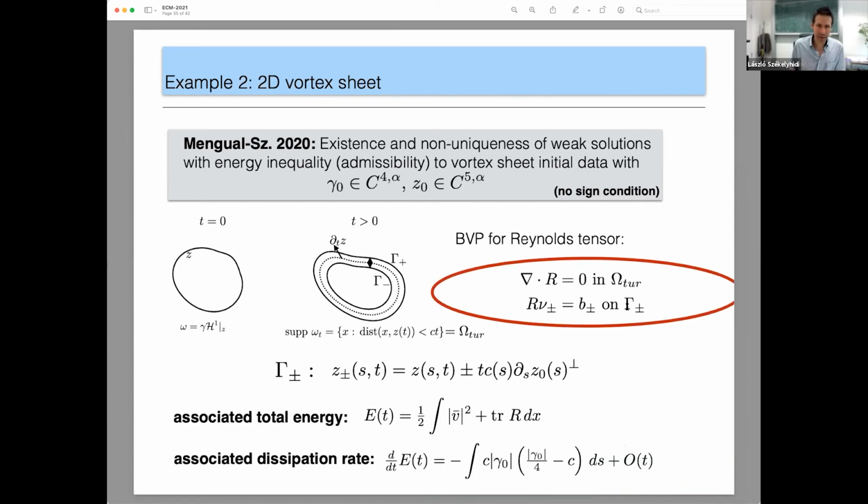And so here I've written it again, and basically the only additional condition, you see, this is still underdetermined because we have a tensor here and just one equation. But the additional condition is that the energy should not increase, this admissibility condition. And so we have to somehow control the total energy. And it turns out that the energy dissipation rate can be calculated by making this ansatz. And of course, it depends on how quickly, so this C was the speed at which the turbulence zone was growing. And so it depends on C and the vorticity strength.